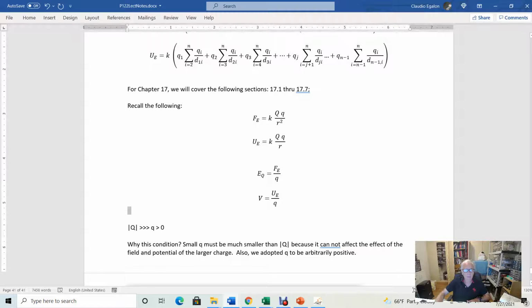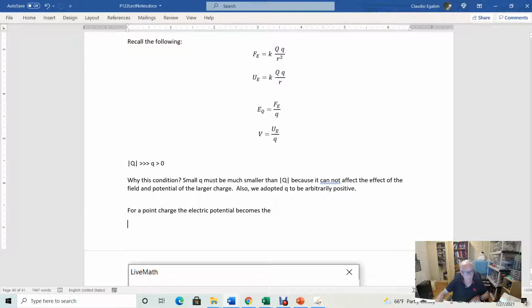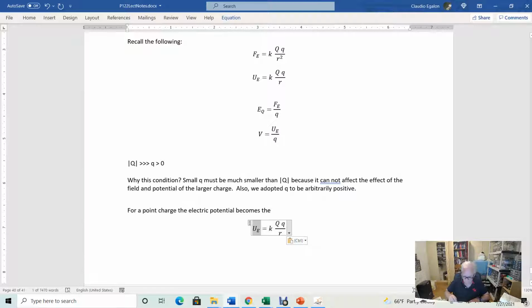So that's what you have to remember, for point charges. Here you go, for point charges, the electric potential becomes what? Just get this definition right in here. The electric potential from the big charge is going to be something like that.